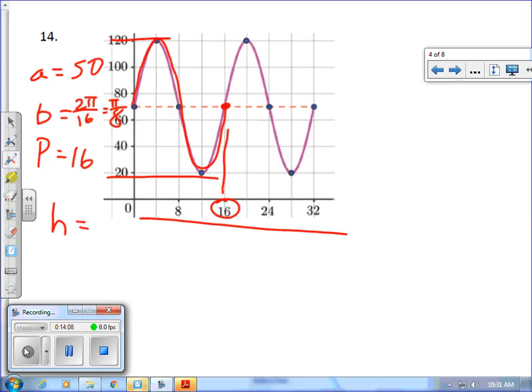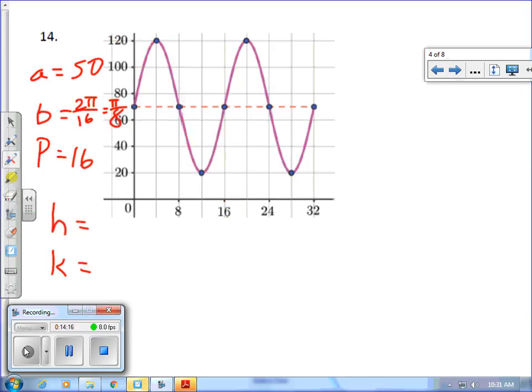Horizontal shift I'll wait on. Vertical shift is going to be what? This middle dotted red line is how far away from the x-axis? 20, 40, 60, and 70. So this went up 70 from the x-axis. That's the vertical shift. Now, when we're looking at horizontal shift, we have to decide whether this looks most like sine or cosine. Looks like cosine.